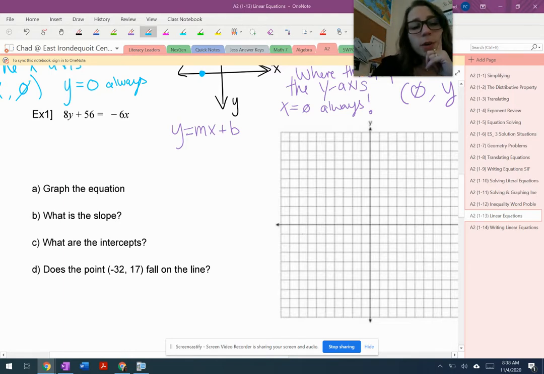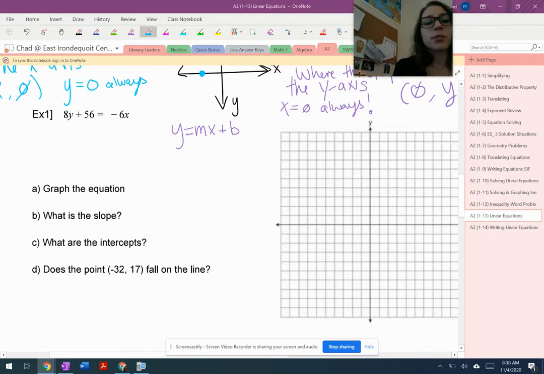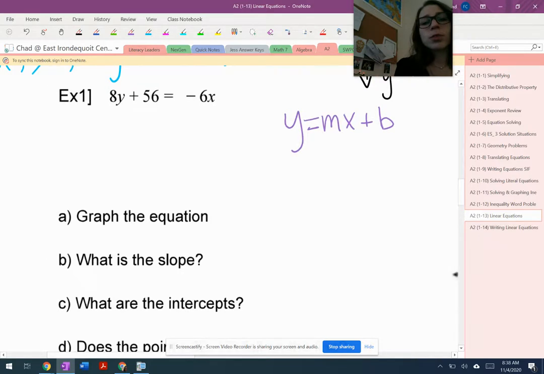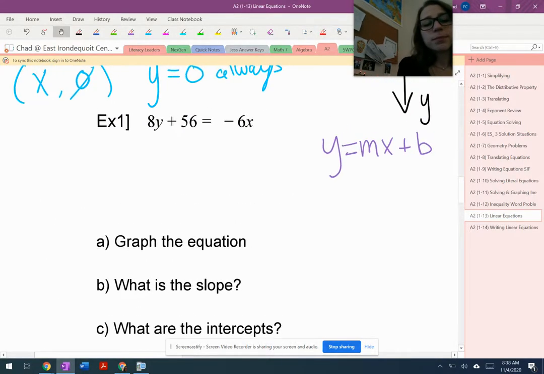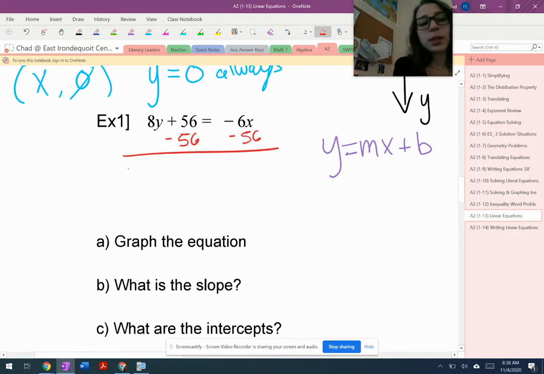All right, so example 1 is asking us to start by graphing the equation. We can't graph the equation until we solve for y and get it into slope-intercept form first. So to get y by itself, I'm going to start by subtracting 56 from both sides to get 8y is equal to negative 6x minus 56. Finish that off by dividing each side by 8.